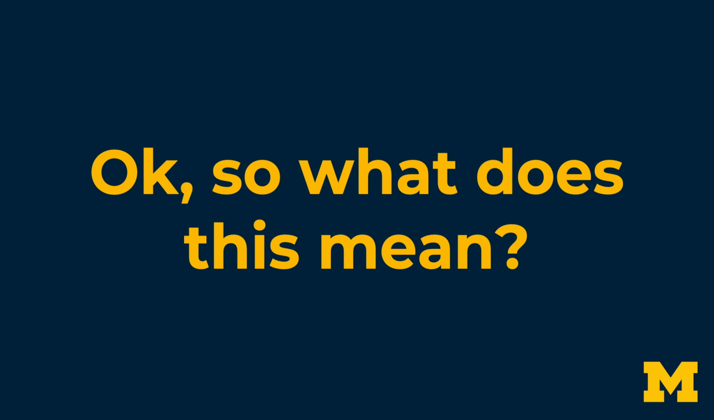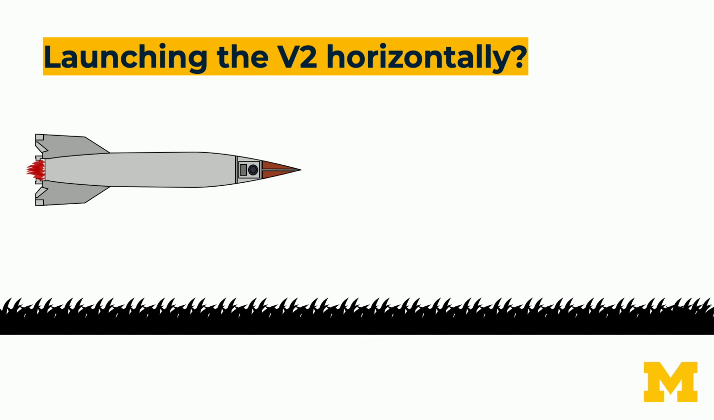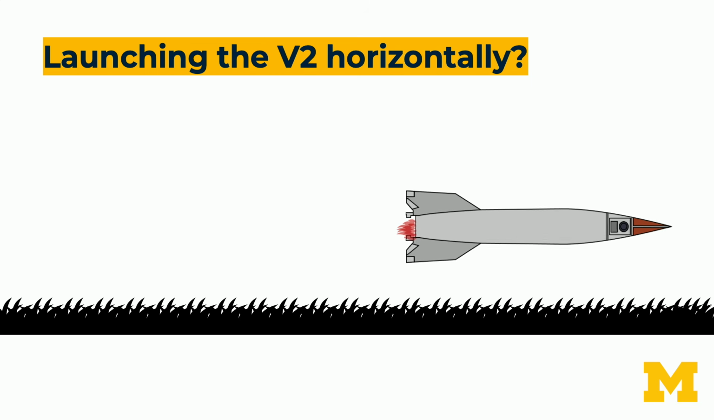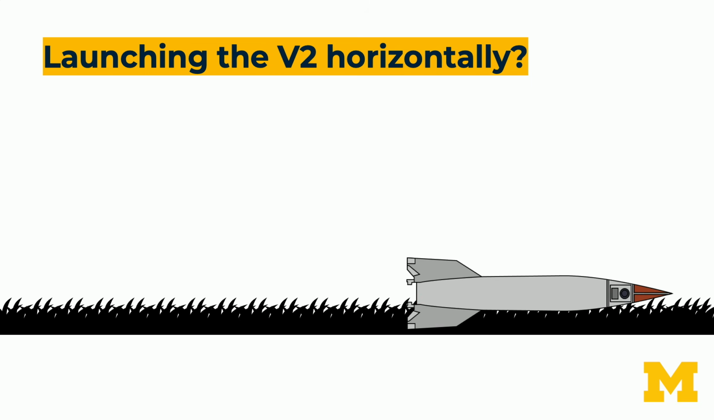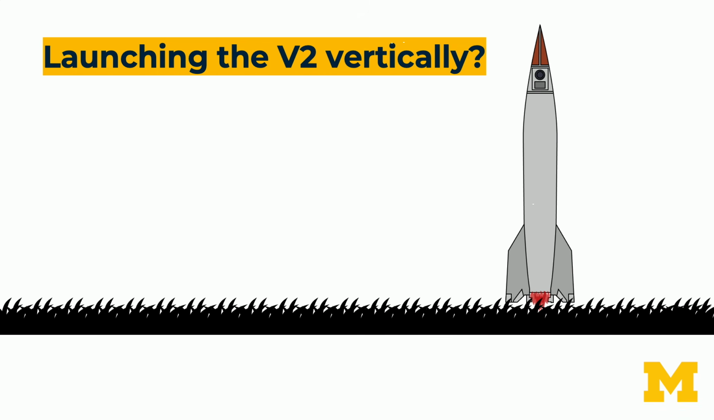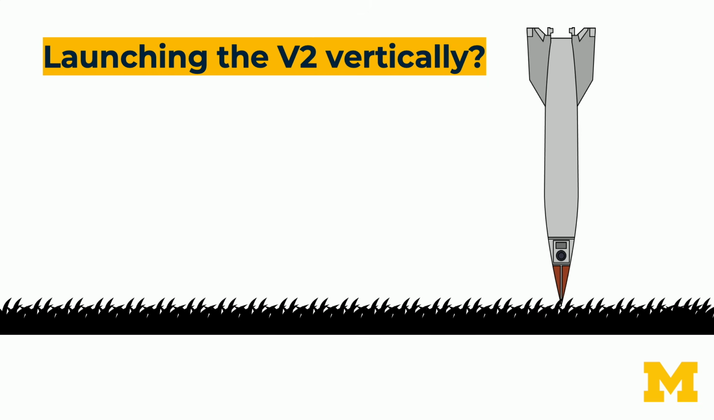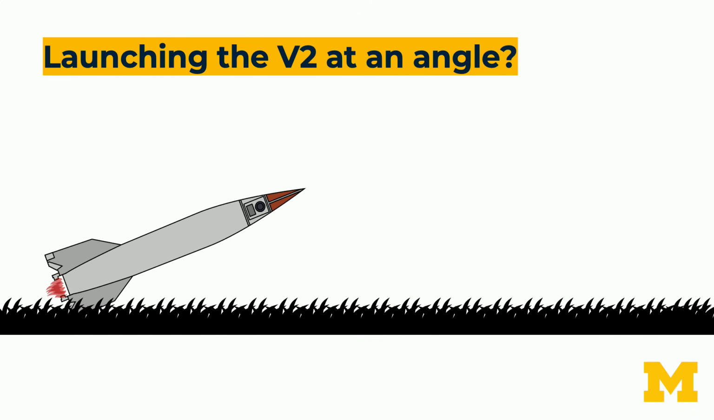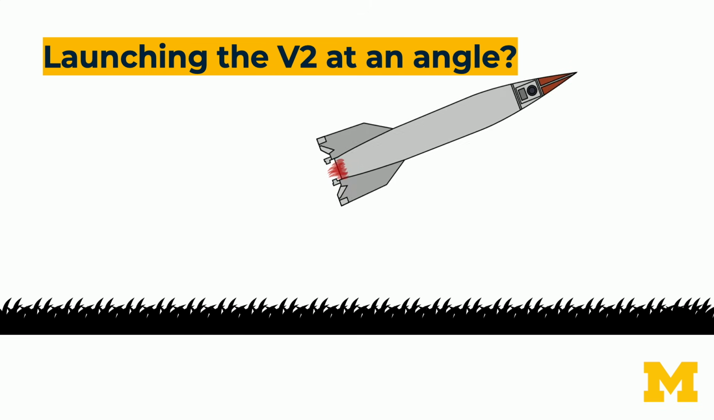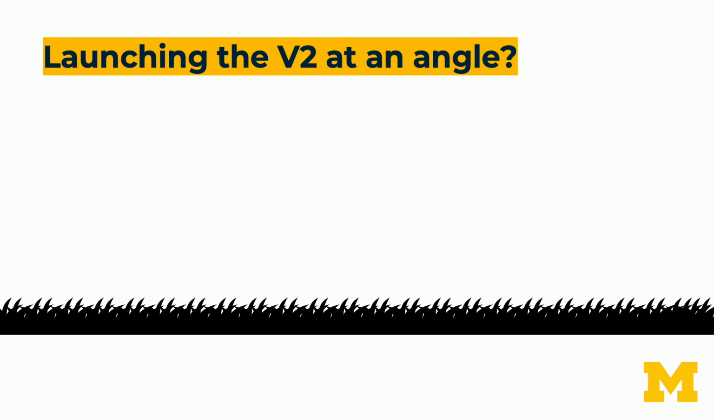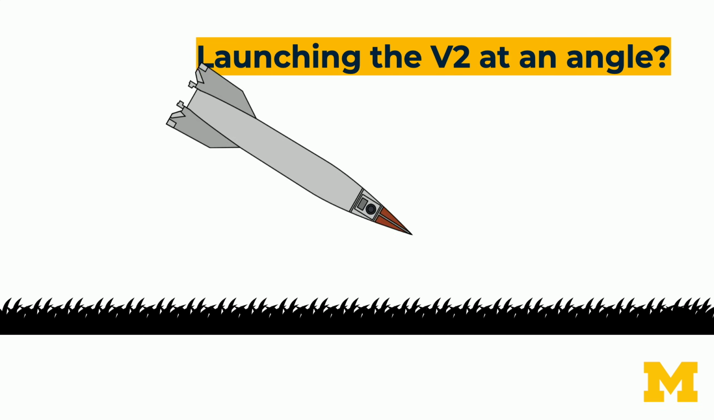Okay, so what does that mean? If we launched the V2 horizontally, it wouldn't make a lot of sense because gravity would just pull it straight down. If we launch the V2 vertically, it would just go straight up and then come right back down, right where you launched it. And that's not a good thing. So the V2 was launched at an angle, and it landed at an angle.